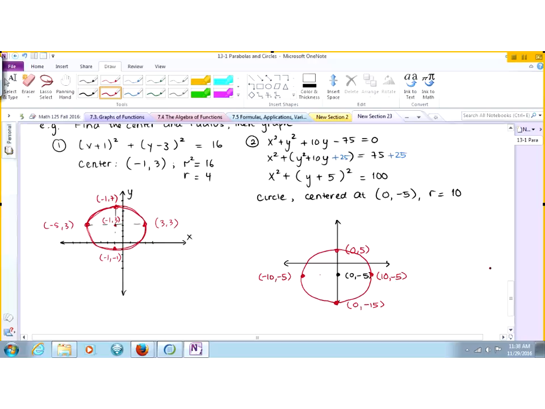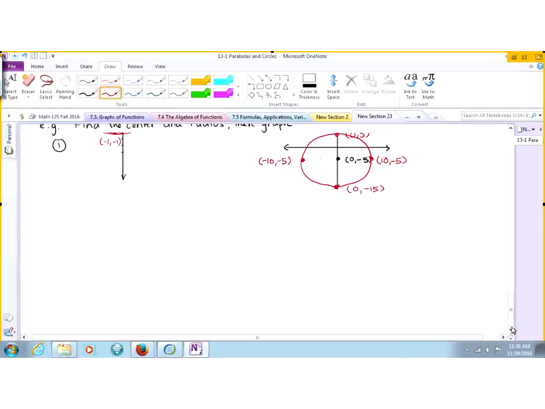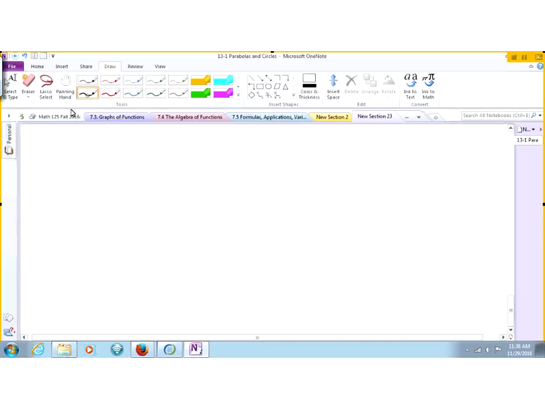So basically 10 left, 10 right, 10 up, 10 down, you go the radius. Okay, one more. Last one. And then you guys are free to go.